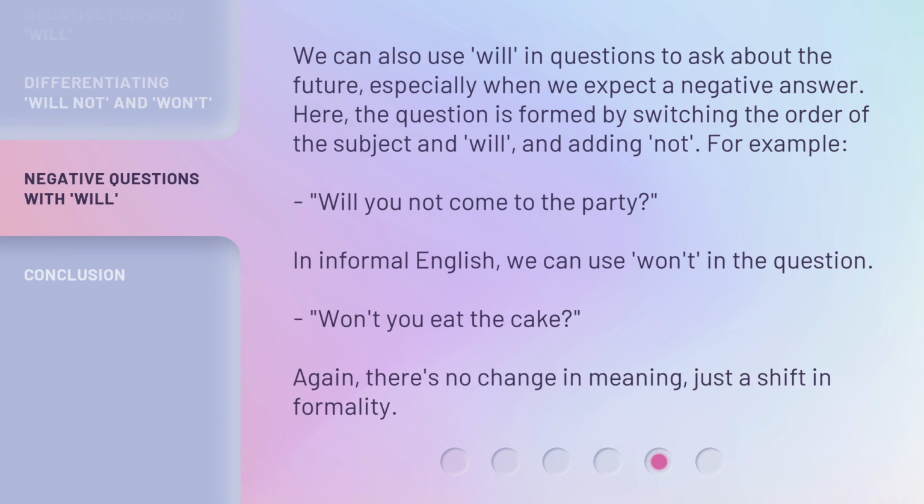We can also use "will" in questions to ask about the future, especially when we expect a negative answer. Here, the question is formed by switching the order of the subject and "will" and adding "not". For example, "Will you not come to the party?" In informal English, we can use "won't" in the question. "Won't you eat the cake?" Again, there's no change in meaning, just a shift in formality.